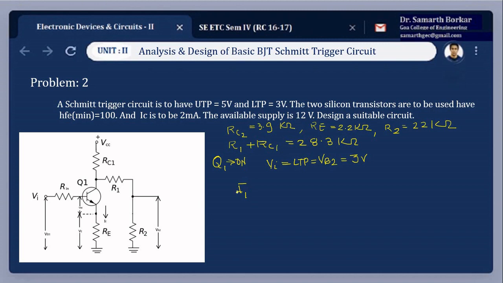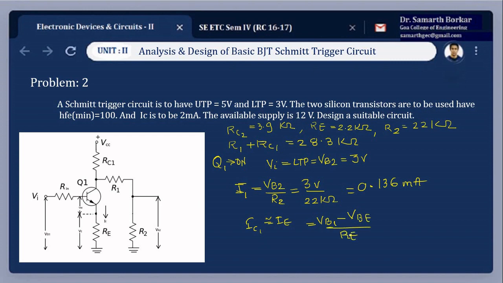I1 will be equal to VB2 upon R2. So it is 3 volts divided by 22 kilo ohms, which is 0.136 milliamperes. And IC1 equals IE, which equals VB1 minus VBE upon RE.